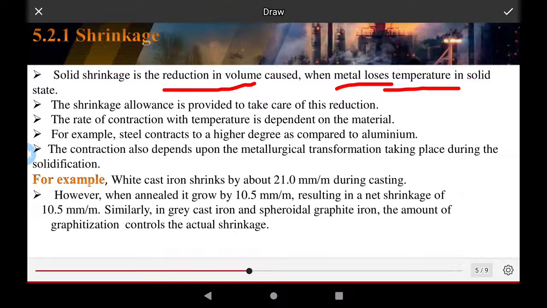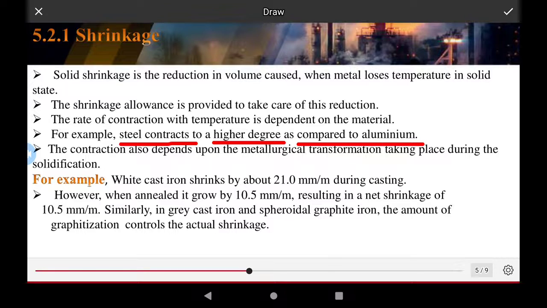The shrinkage allowance is provided to take care of this reduction. The rate of contraction with temperature depends on the material. For example, steel contracts at a higher rate compared to aluminum. The contraction also depends upon the metallurgical transformation taking place during the solidification.